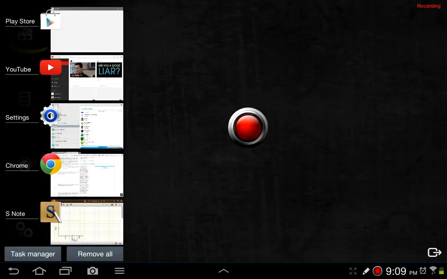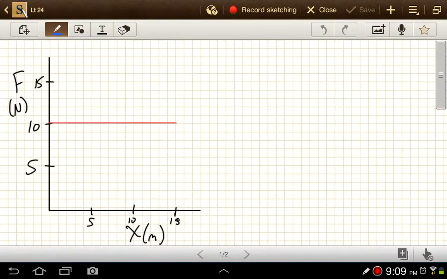Hello everyone, this is Learning Target 24, which is about using graphs to calculate the work done on an object. So if we have this graph right here, and I asked you to calculate the work, we could do that using the equation we already know. Work is equal to rF cosine theta.